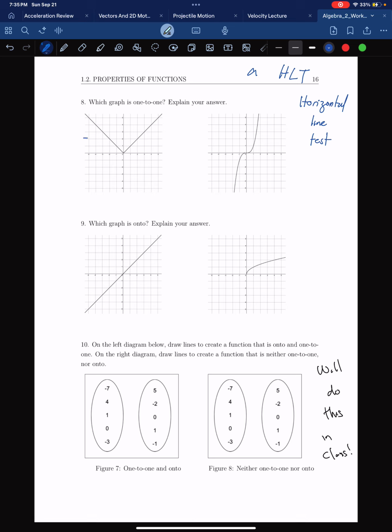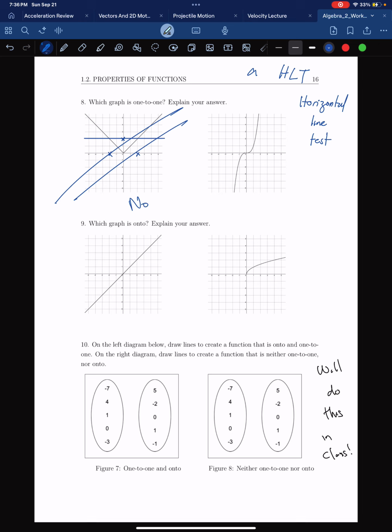So if I put a horizontal line here, oh look, I have an input here, and sorry, that's an output. But see, I have two different inputs sharing the same output. That's a function, quite right, but it fails the horizontal line test. So this is not one-to-one. No.